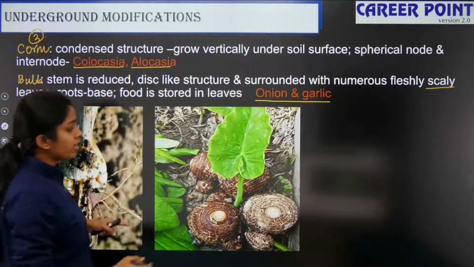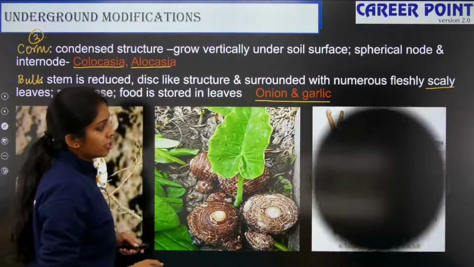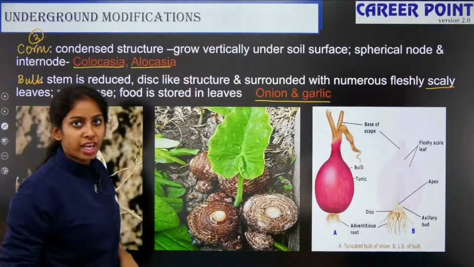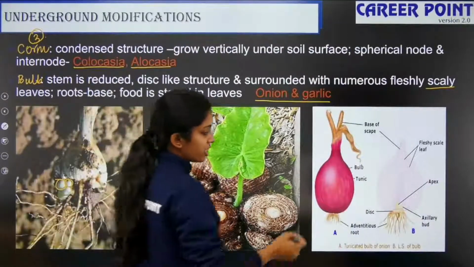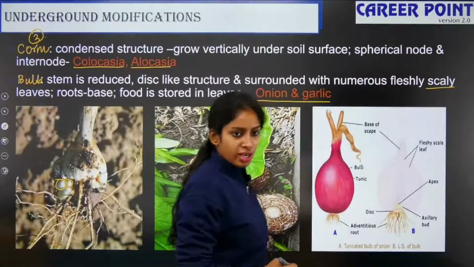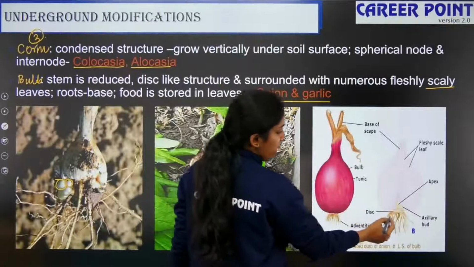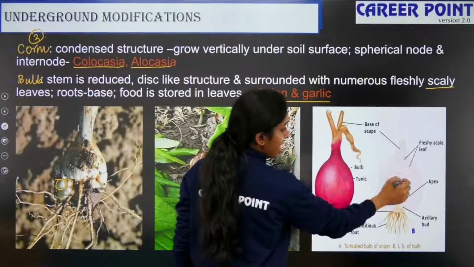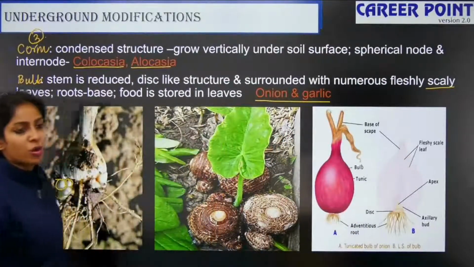The next one, this is the original plant. So the last one is the bulb modification. Bulb modification is in the case of your onion and your garlic. They also have roots. They also have scaly leaves. So these are the underground modifications.